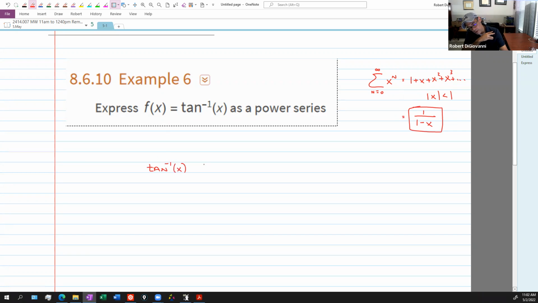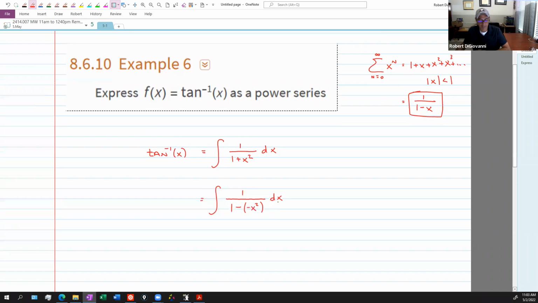is the antiderivative of 1 over 1 plus x squared dx. We know that from Cal 1, we learned the derivative of inverse tangent is 1 over 1 plus x squared. So there is that relationship. And 1 over 1 plus x squared is something that kind of looks like this. So what I'm going to have to do is rewrite this as 1 over 1 minus negative x squared dx.